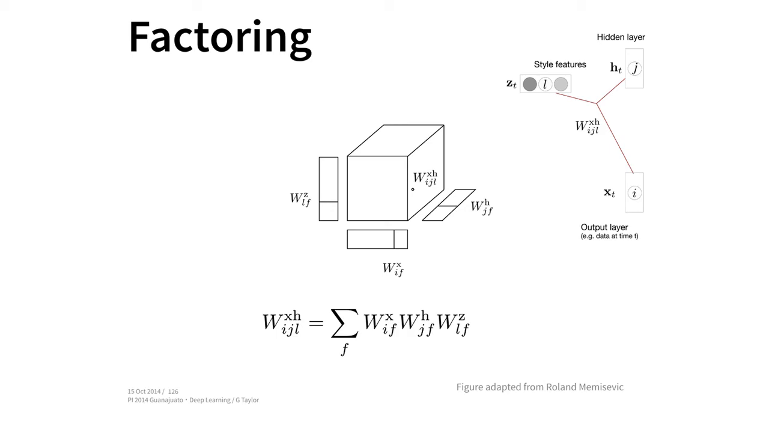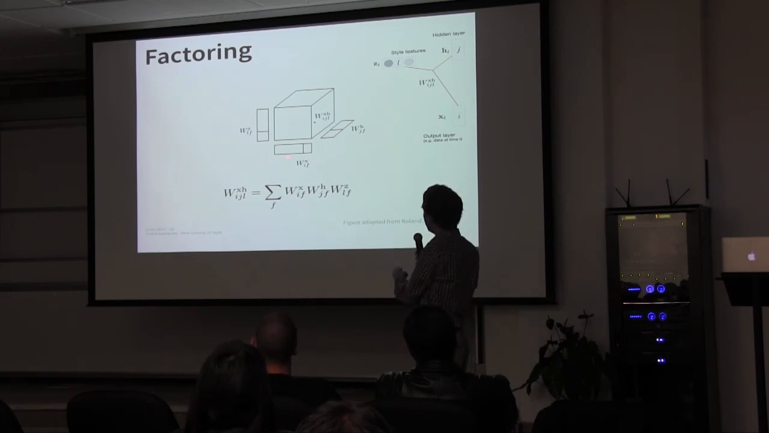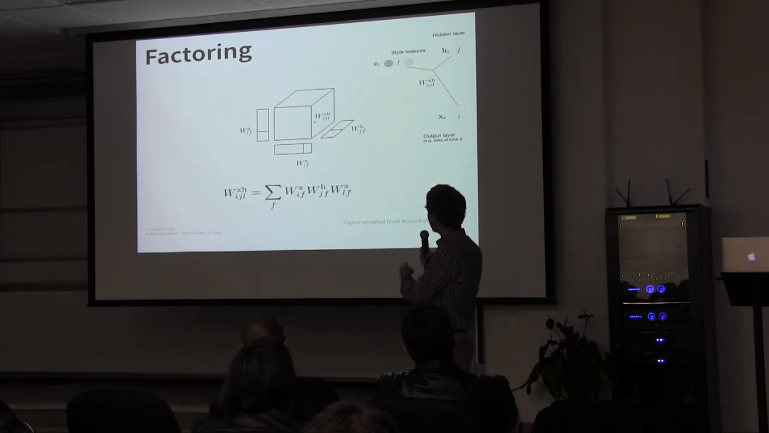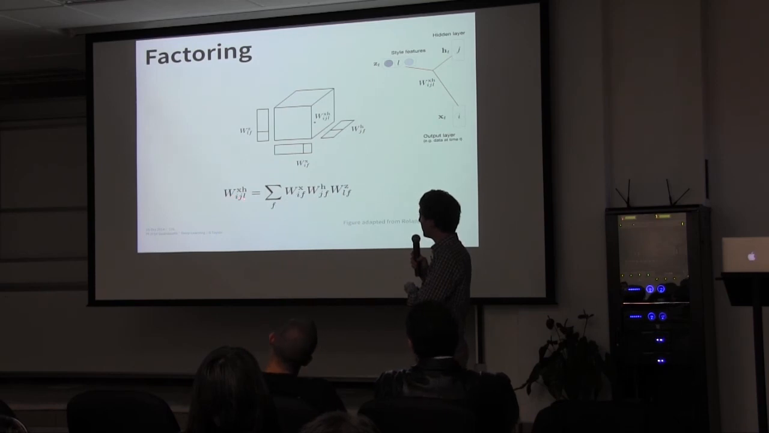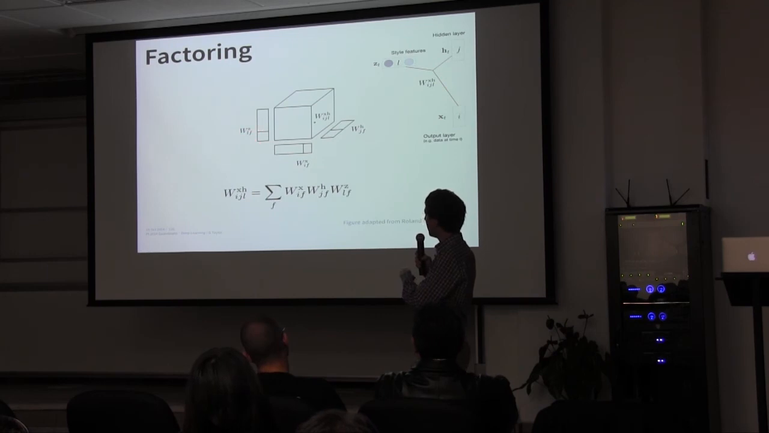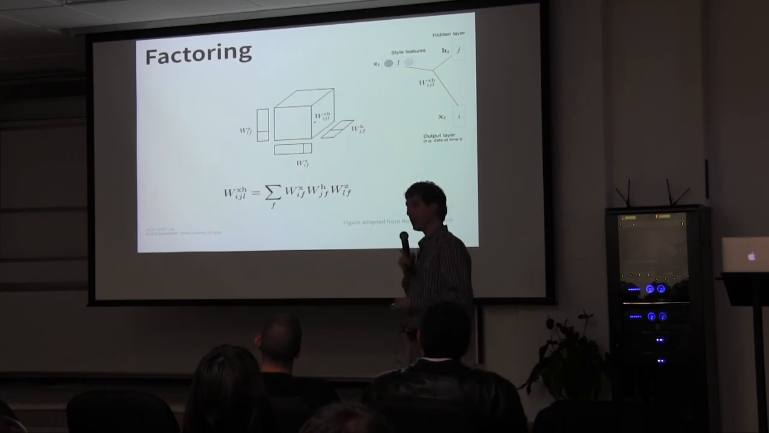The idea of factoring, I'm just showing one subnetwork right now, but this is applied to all of the subnetworks. We take this weight tensor, which connects style features to hiddens to outputs, and each element can be thought of as a multiplication of an element in a matrix from style to factors, from hidden to factors, and from outputs to factors. We're replacing this tensor with three low-rank matrices. So when we pick a particular visible I, hidden J, and style feature L, we're selecting rows or columns of these matrices, taking their element-wise products, and summing over them. That allows us to move from a cubic parameterization to a quadratic parameterization. We've replaced these tensors with matrices.